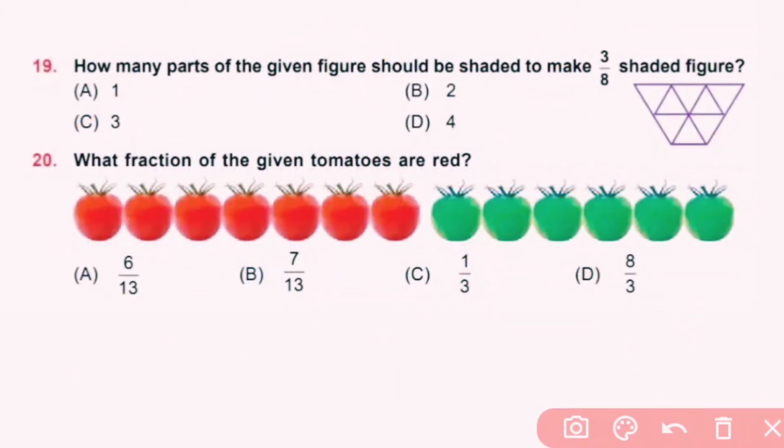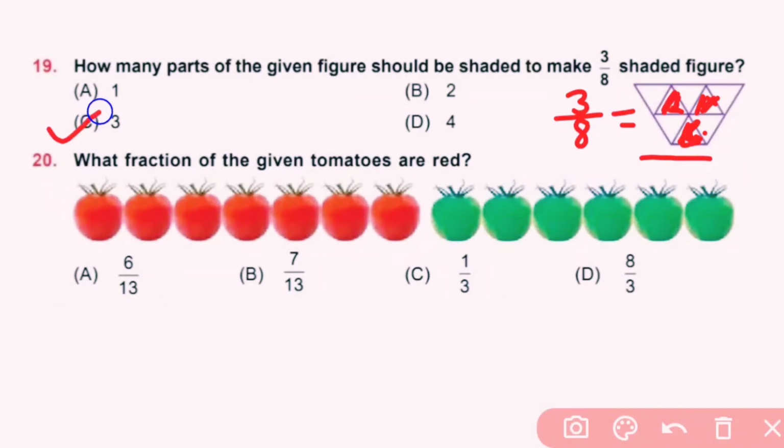Question number 19. How many parts of the given figure should be shaded to make a 3 by 8 shaded figure? So in this given figure there are total 8 parts, and if we shade 3 parts, then the fraction will be total equal parts 8 and out of 8, 3 parts are shaded, so it is equal to 3 by 8. So here we have to shade 3 parts. C is the correct answer.